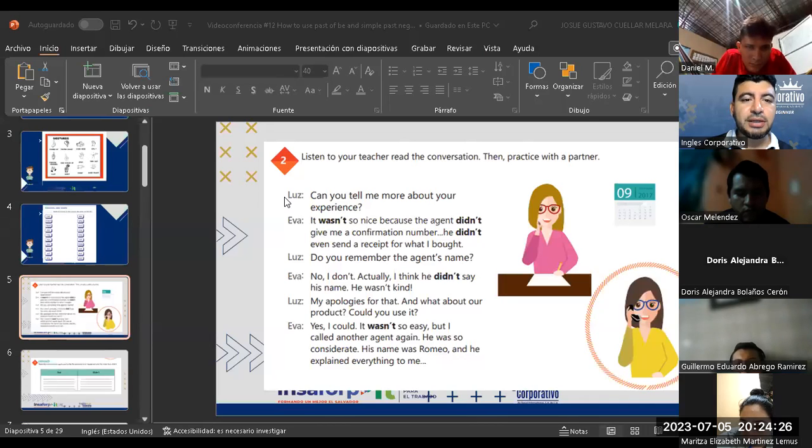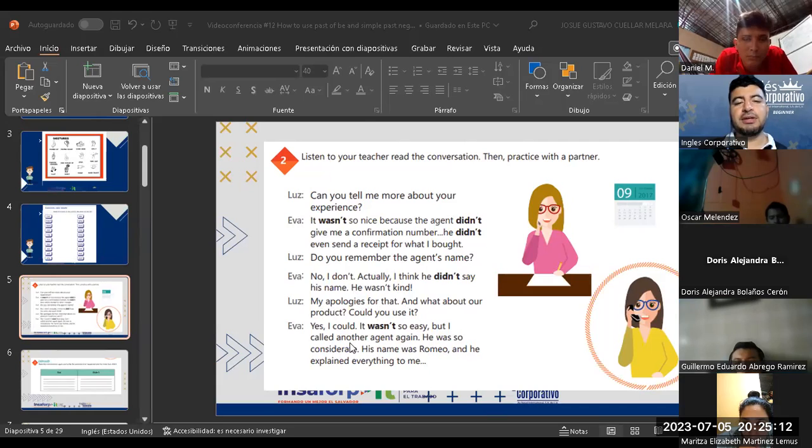Okay, here we have a conversation between Luz and Eva. In this, it says like this. Can you tell me more about your experience? It wasn't so nice because the agent didn't give me a confirmation number. He didn't even send a receipt for what I bought. Do you remember the agent's name? No, I don't. Actually, I think he didn't say his name. He wasn't kind. My apologies for that. And what about our product? Could you use it? Yes, I could. It wasn't so easy, but I called another agent again. He was so considerate. His name was Romeo or Romeo, and he explained everything to me.